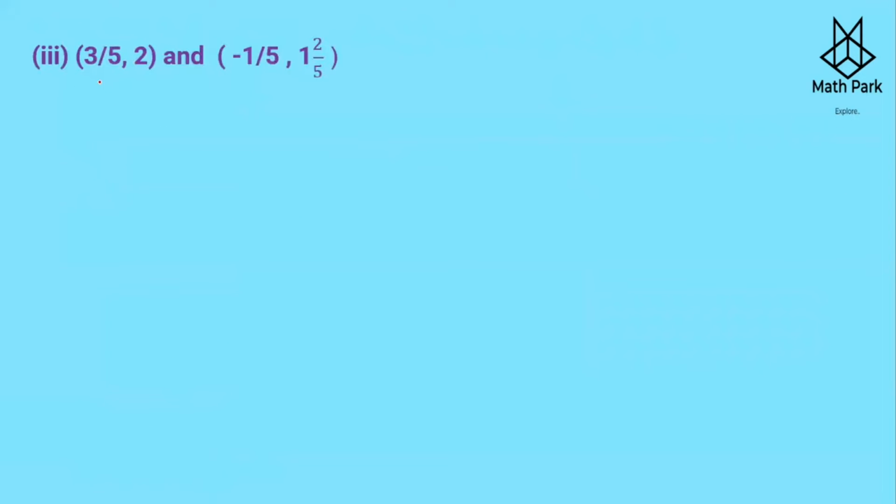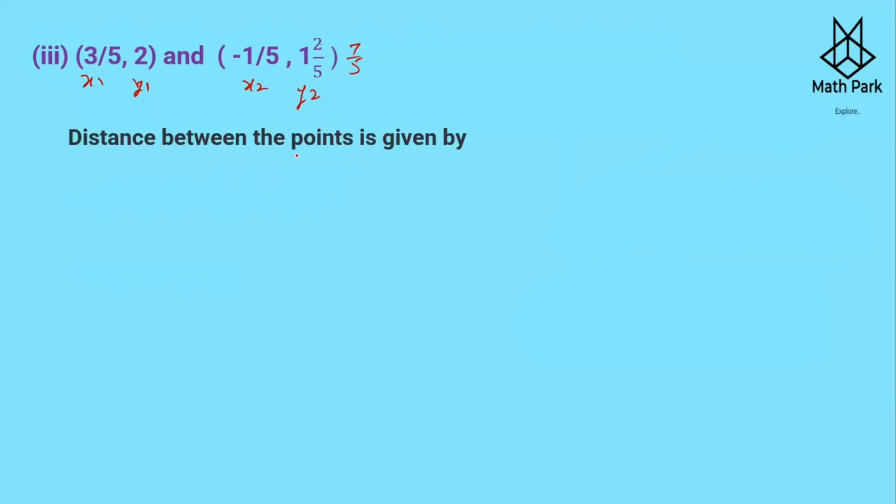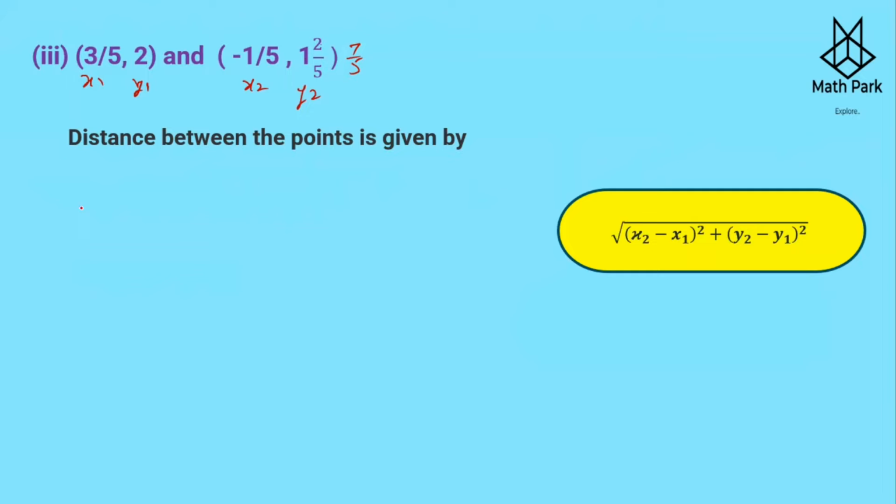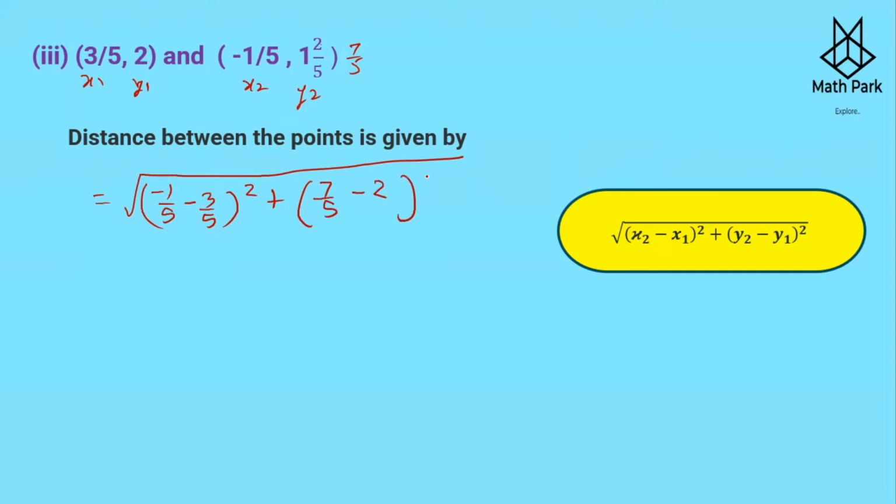3 by 5 and 2. This is our x1, this is our y1, this is our x2, this is our y2. So let us make this 5 ones are 5 plus 2, 7 by 5 is our y2. So distance between the points is given by this. Let us find the distance using the distance formula. So we have x2 minus x1 the whole square, that is minus 1 by 5 minus 3 by 5 the whole square plus y2 minus y1. So y2 is 7 by 5 minus y1, which is 2, the whole square.